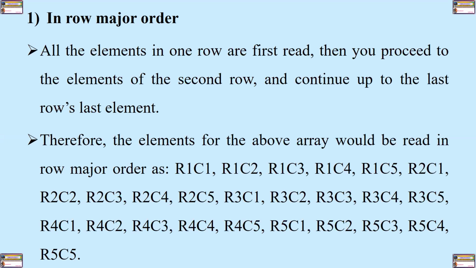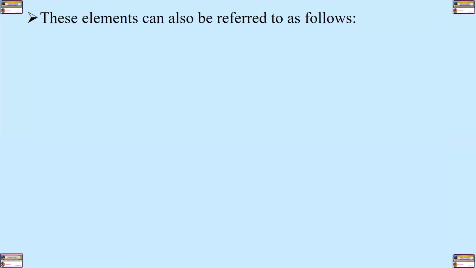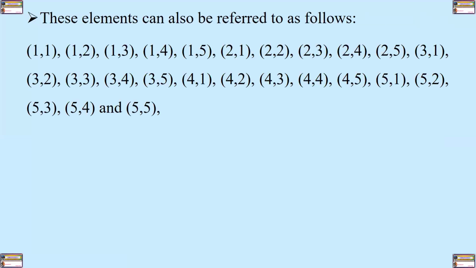You can see the last is R5, C5, and the first one is R1, C1, which I've already said. So the elements can also be defined as follows. Now, what we only remove is R and C. So we retain the figures only, like 1, 1, 1, 2, 1, 3, 1, 4, 1, 5. Then we have 2, 1, 2, 2, 2, 3, 2, 4, 2, 5. 3, 1, 3, 2, 3, 3, 3, 4, 3, 5. 4, 1, 4, 2, 4, 3, 4, 4, 4, 5. 5, 1, 5, 2, 5, 3, 5, 4, and 5, 5. So we only do away with the letter R and the letter C.